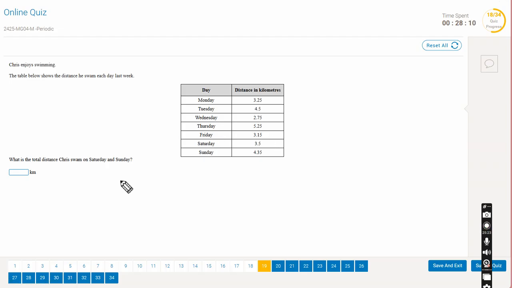Now Saturday and Sunday with the total distance. Total means all together. So Saturday is going to be 3 point, let's write the bigger number at the top. So 4.35 plus 3.5. That is 5, 8, 7.85.